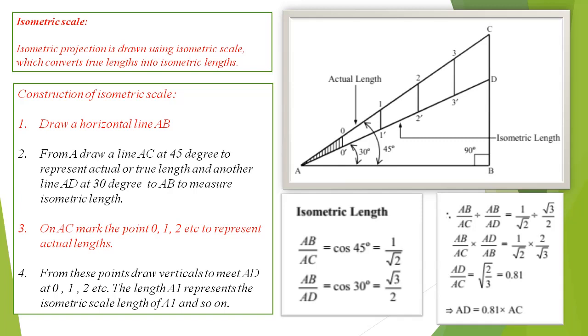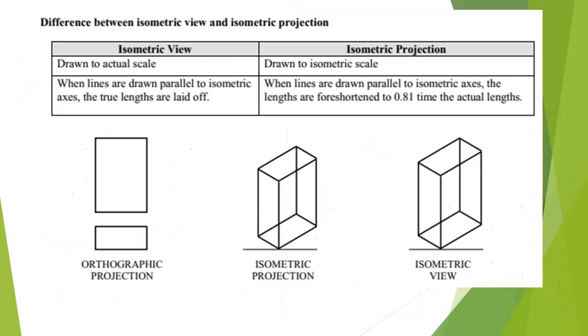3. On line AC mark the true lengths as 0, 1, 2 and more with the scale. 4. From these points draw verticals to meet line AD at points 0, 1, 2. The lengths on line AD represent the isometric lengths. Now we can define: isometric scale is equal to isometric length divided by true length. In this slide, difference between isometric projection and isometric view is explained.